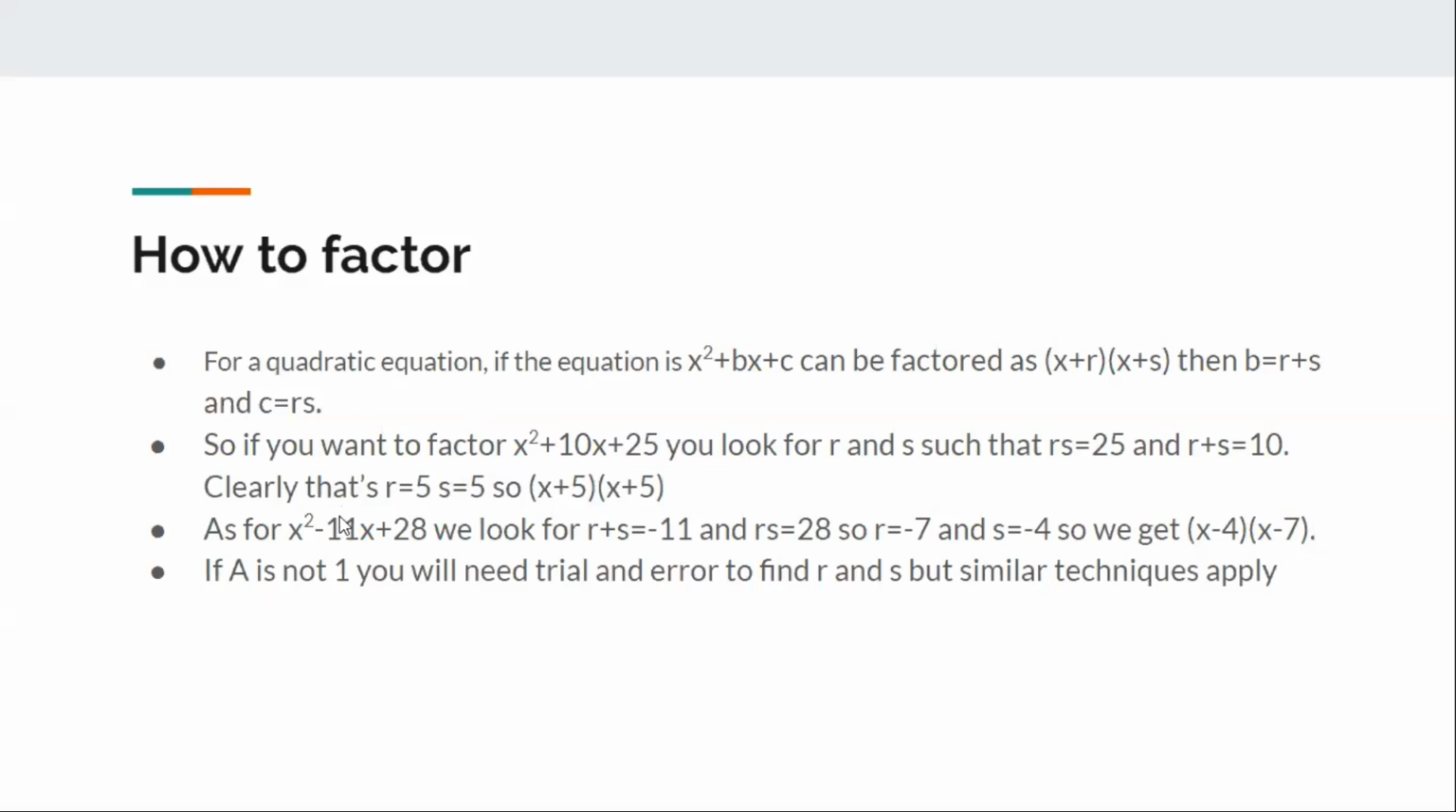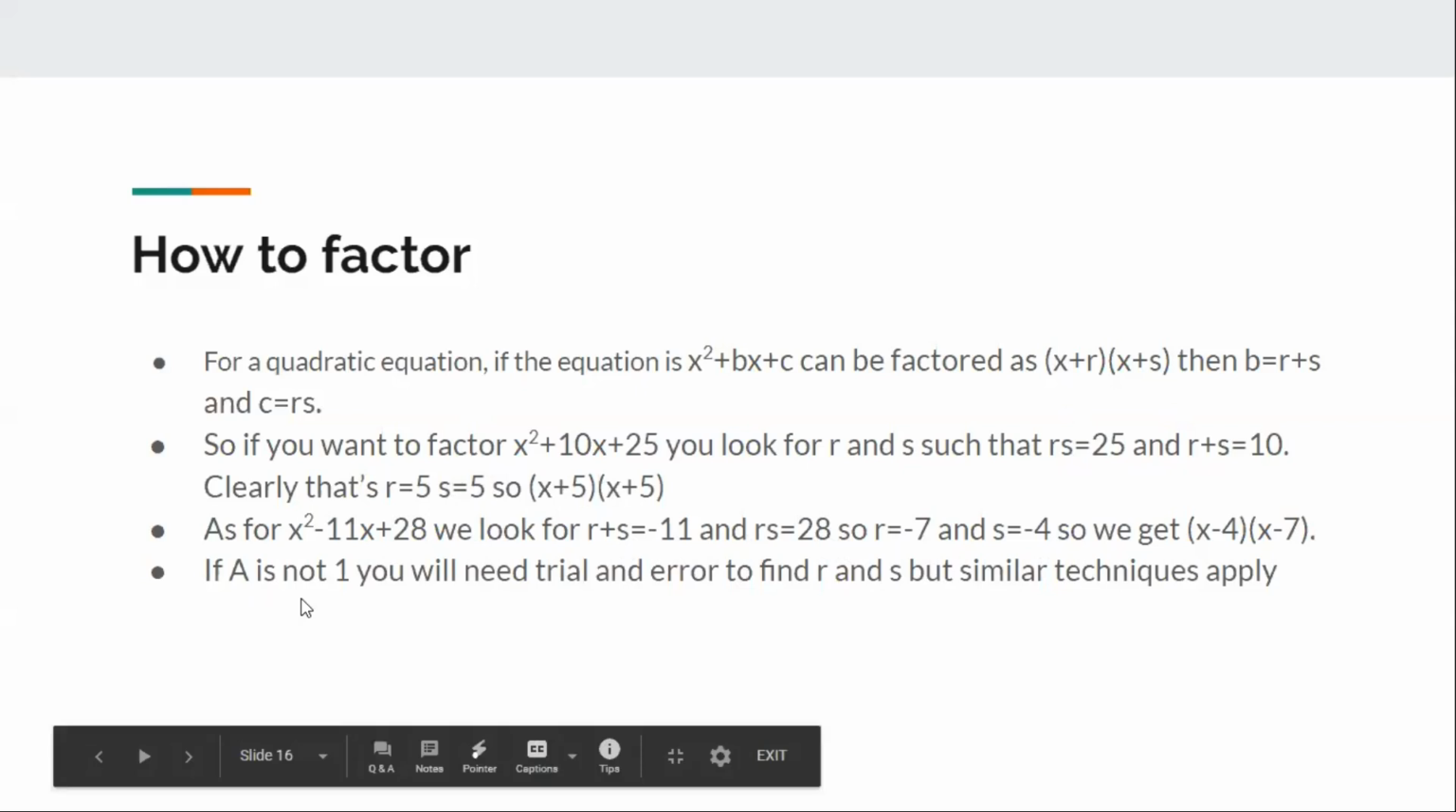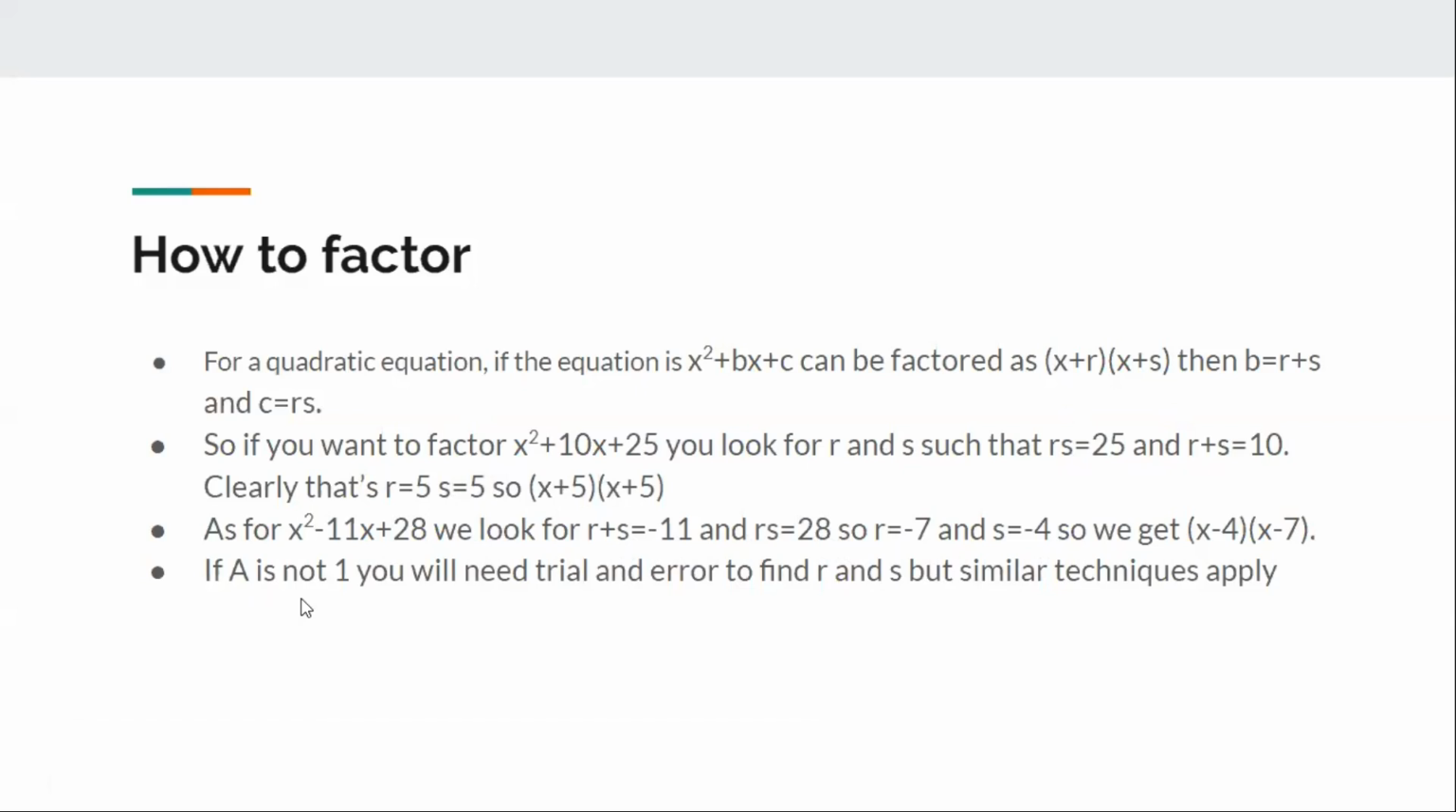And if you're asked to factor x squared minus 11x plus 28, we look for when r plus s is equal to -11 and rs is equal to 28. Clearly that's when r is equal to -7 and s is equal to -4. So you plug that in and it becomes x minus 4 times x minus 7. If a is not equal to 1, you'll need some trial and error to find r and s, but similar techniques apply.